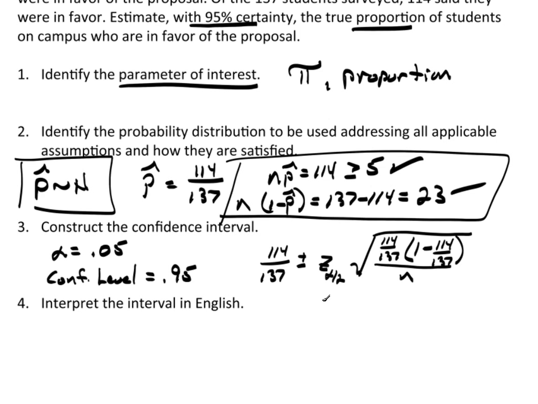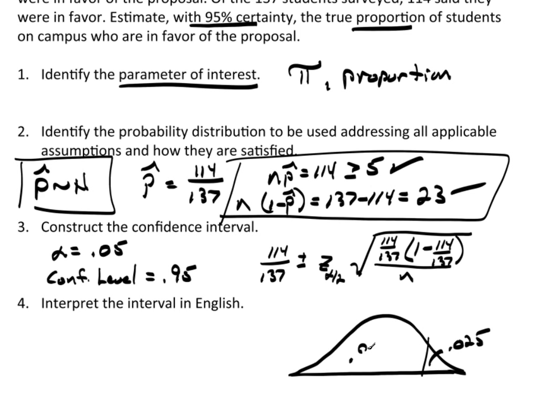Now, I'm going to jump to TC Stats here in just a second and show you how to find this z of alpha over 2. I'm going to start off with a quick picture. Alpha was 0.05. That means I have 0.025 in the tail. That means that I have 0.975 in this side of this boundary. That means this is the 0.975 percentile. And that's how I can find that value of Z.